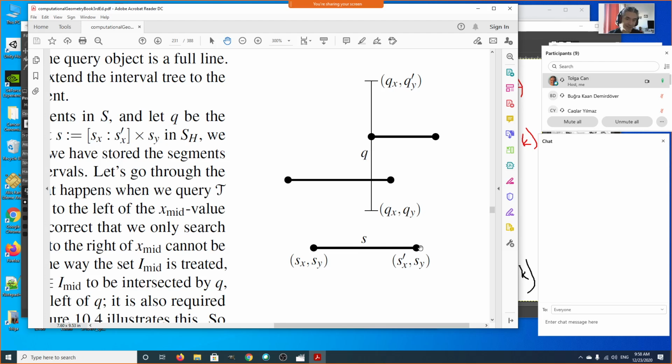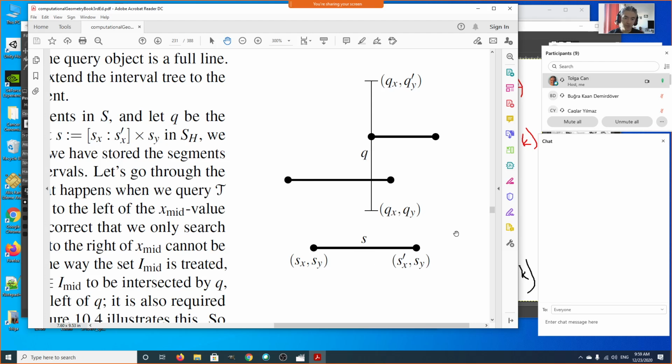If this is a horizontal line segment, when we simplify the sub-problem, we can just focus on horizontal lines that intersect with the left boundary. The left boundary is given with a specific x-coordinate qx, and it spans the y-axis from qy to qy prime. This is my left or right boundary, it doesn't matter. It's one of the vertical boundaries of my query window, and these are my horizontal line segments that I'm going to index in my database.